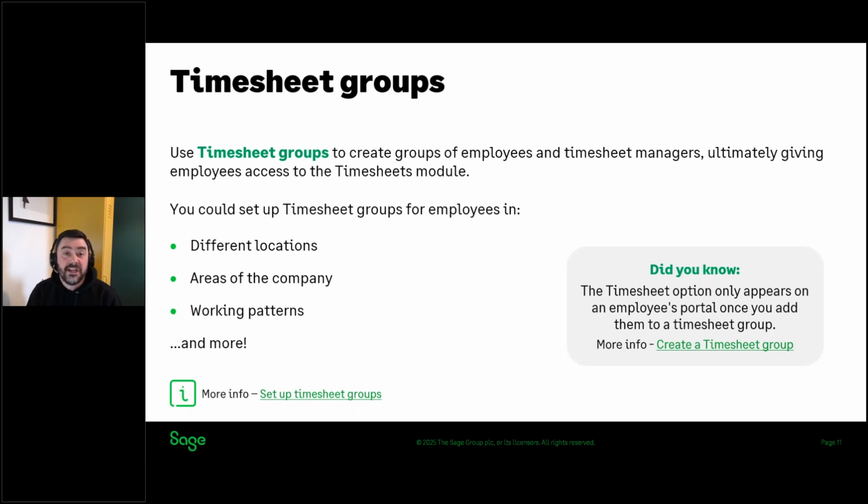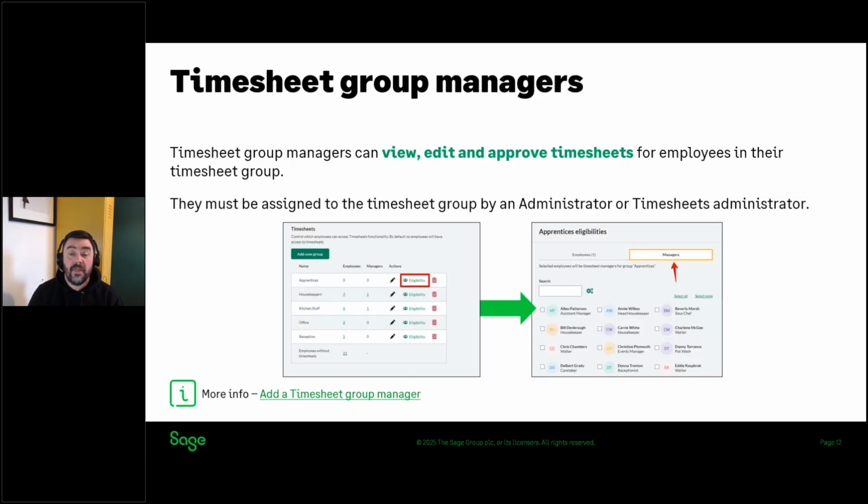And it's the timesheet group that will determine whether or not an employee has access to timesheets. If they're not allocated to a timesheet group, they wouldn't be able to complete timesheets. The group manager is also assigned to the group. So they are then responsible for approving the hours, and they should be able to view and edit the hours as well for the employees within that group. But they must be assigned to the group by either an administrator or a timesheet administrator.